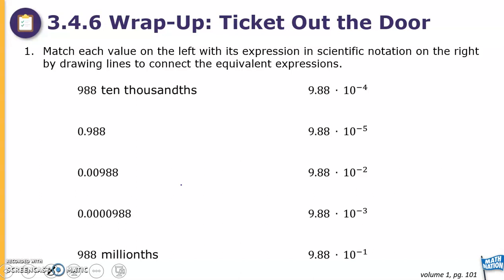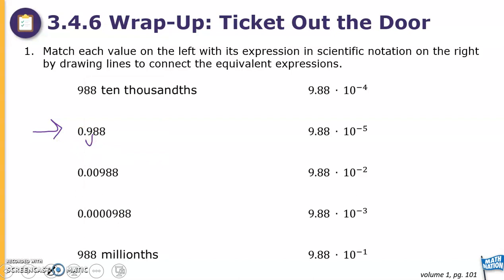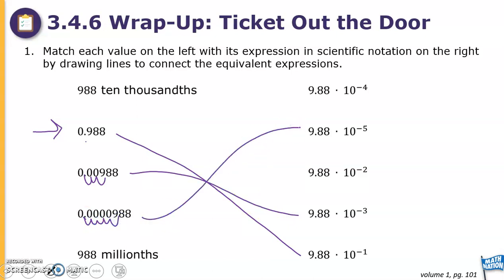Doesn't matter which one we start with, so I'm going to skip the ones with words first and start with the second one, 0.988. I only have to move it one time to get it between the 9 and the 8, and that'll make it 9.88. Since they all have 9.88, that didn't narrow it down, but we moved it once, so it's 10 to the negative first. Whereas the next one, to get it to the 9.88, we move it 1, 2, 3 times, so I'm looking for an exponent of 10 to the negative third. And then 1, 2, 3, 4, 5 times, so a 10 to the negative fifth.